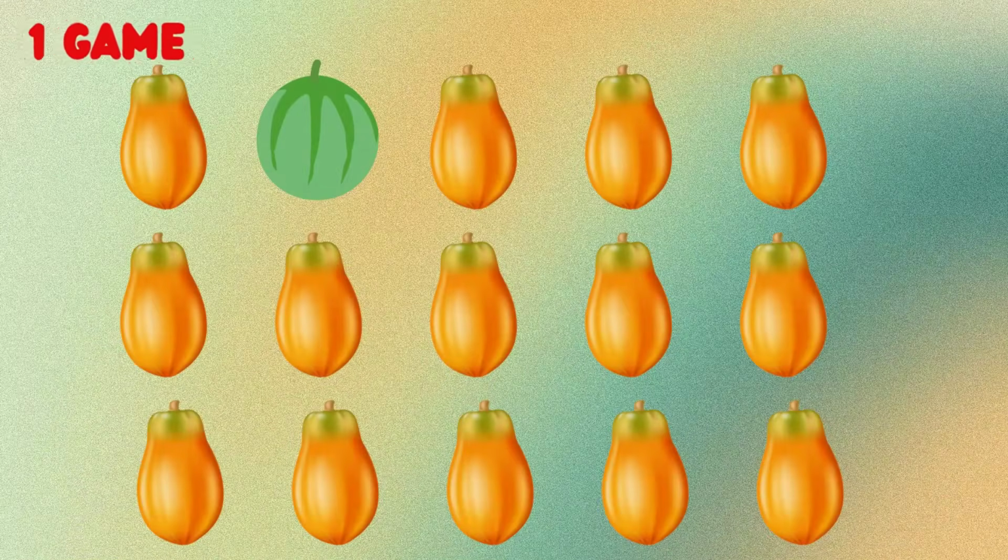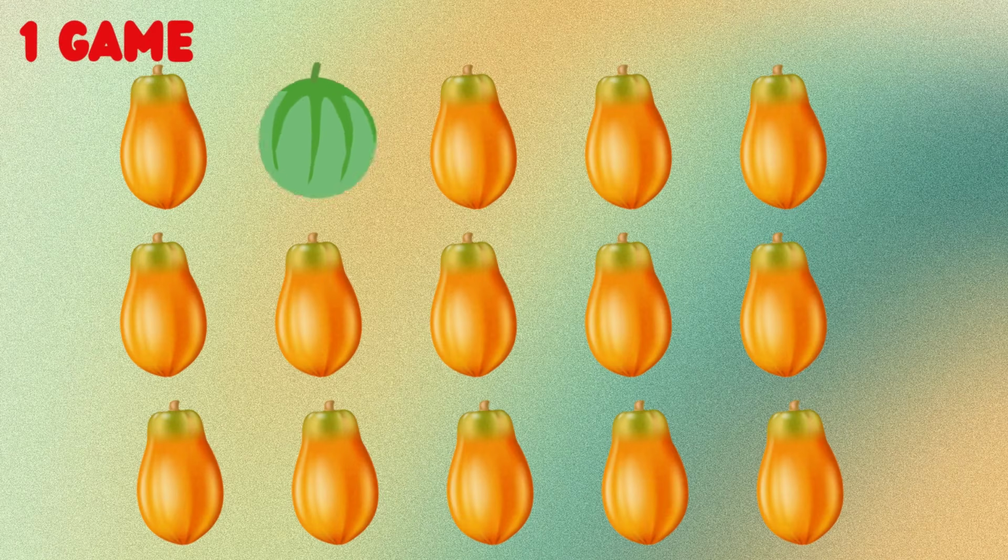These papayas are ripe and ready, but there's one fruit that doesn't quite belong. Can you spot the odd one out? Great eye! The odd one out is a melon, standing apart from the papayas.